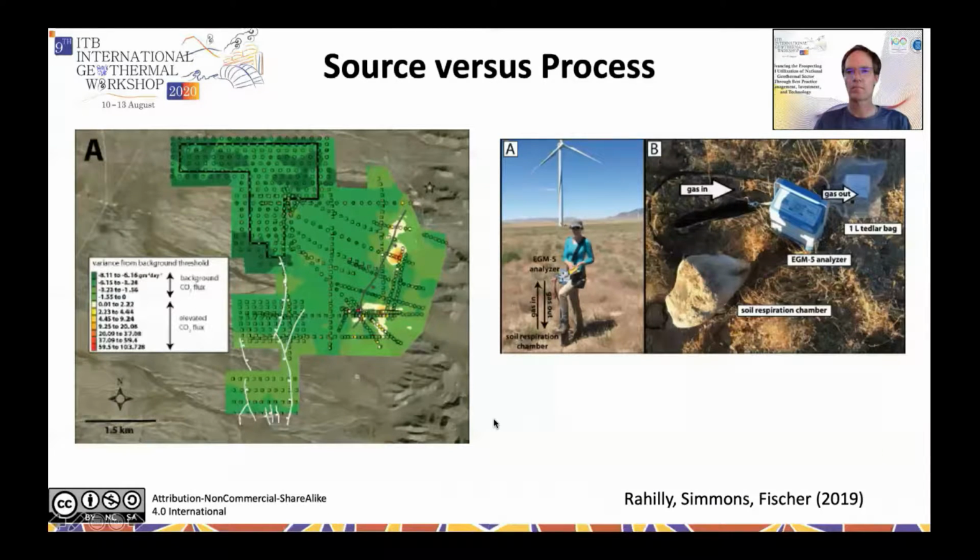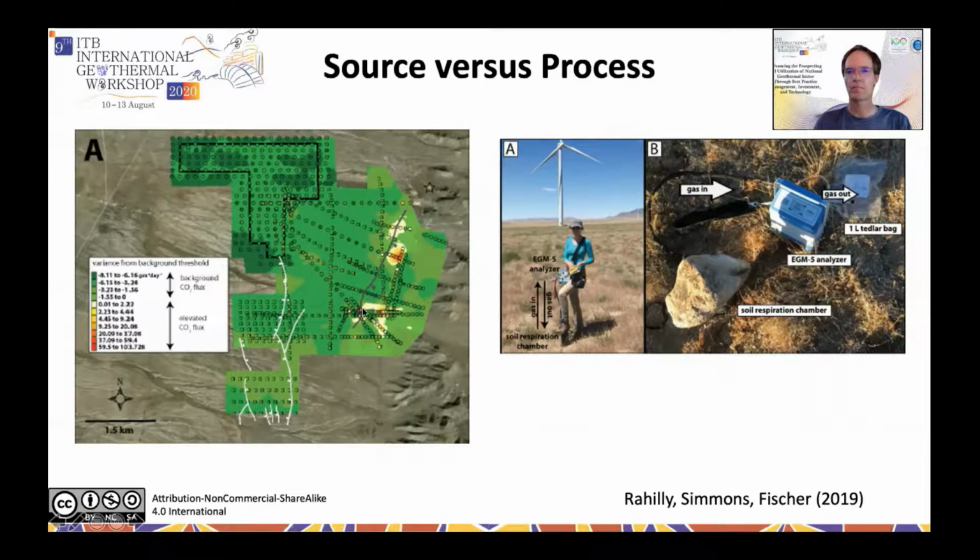Another example of using this technology is shown here. This is a geothermal area in southwestern Utah in the United States. Here my student Kristen Rahili has done a very extensive grid of measuring CO2 fluxes. And what she has shown is that in areas to the northwest, we have very low CO2 emissions. Essentially, it's background flux. There is no contribution of any elevated CO2 flux.